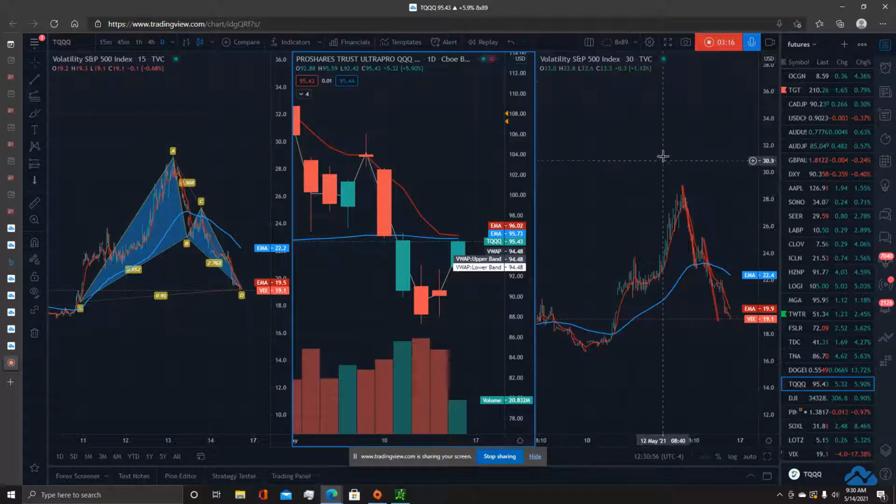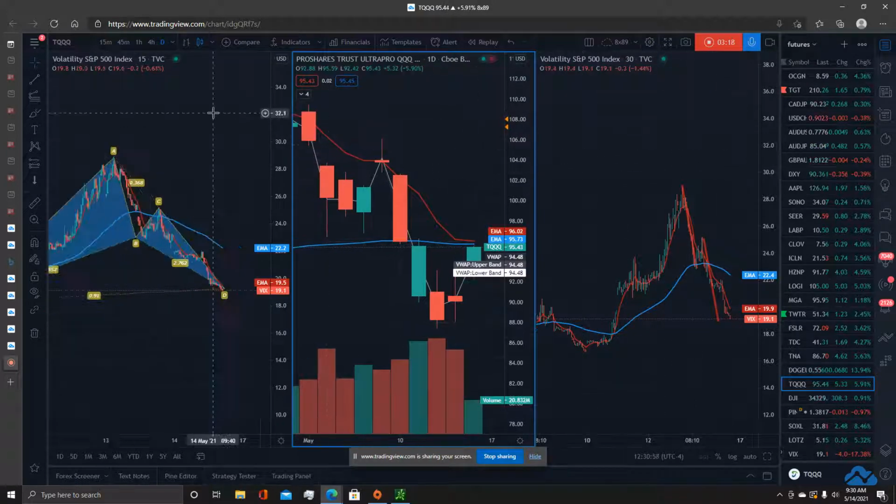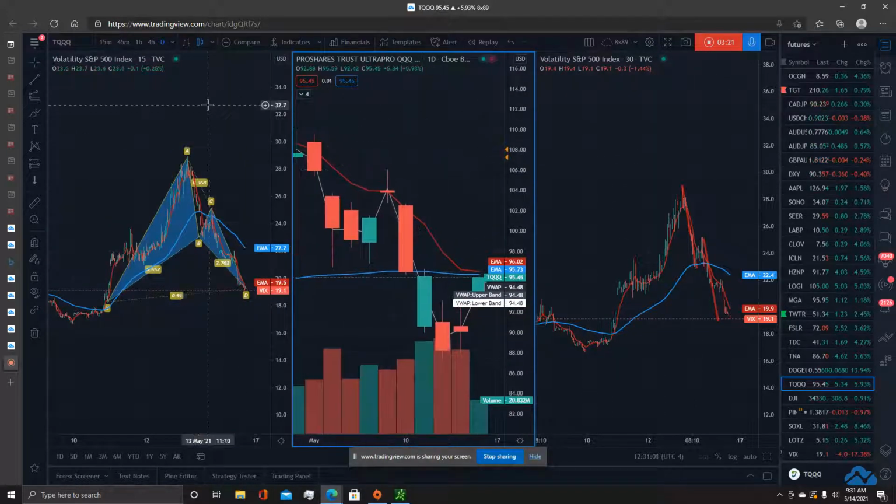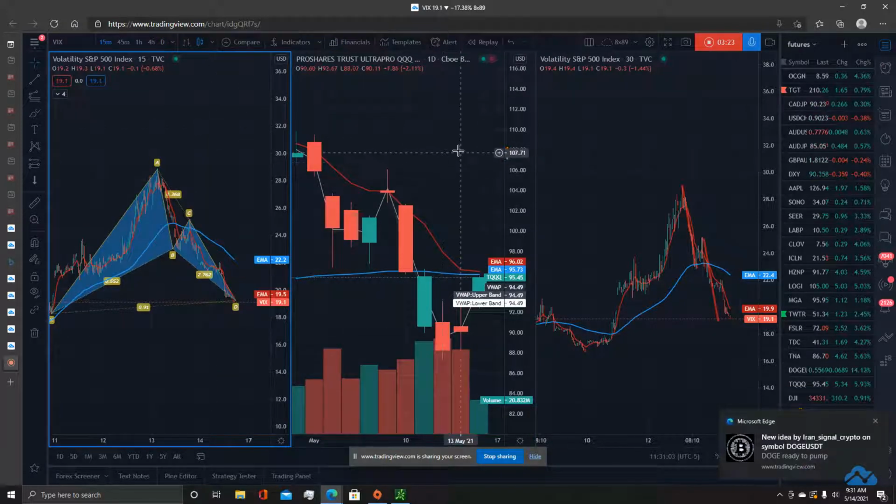Again, we're looking for VIX to bounce. We're playing with house money. If it doesn't work out, we are totally okay with that too. We are only risking profit from this morning today.